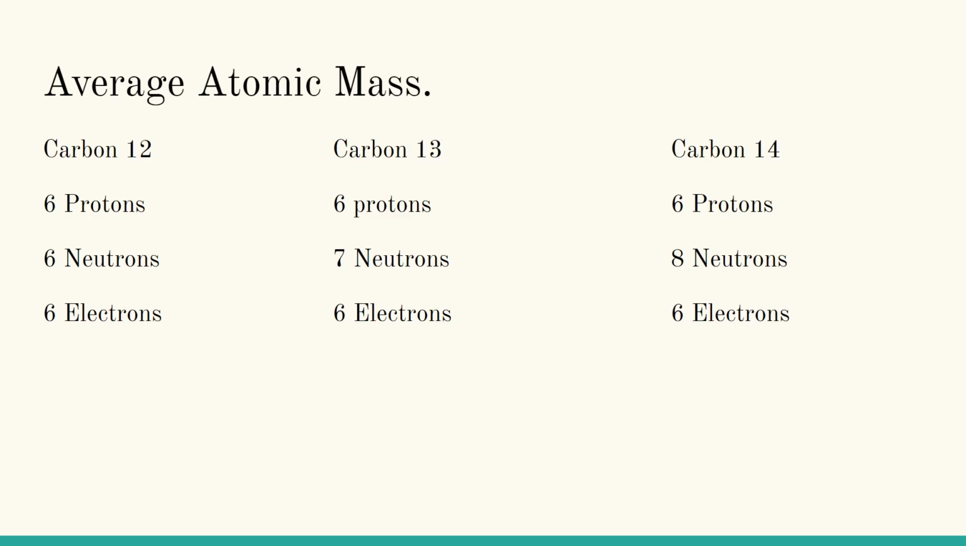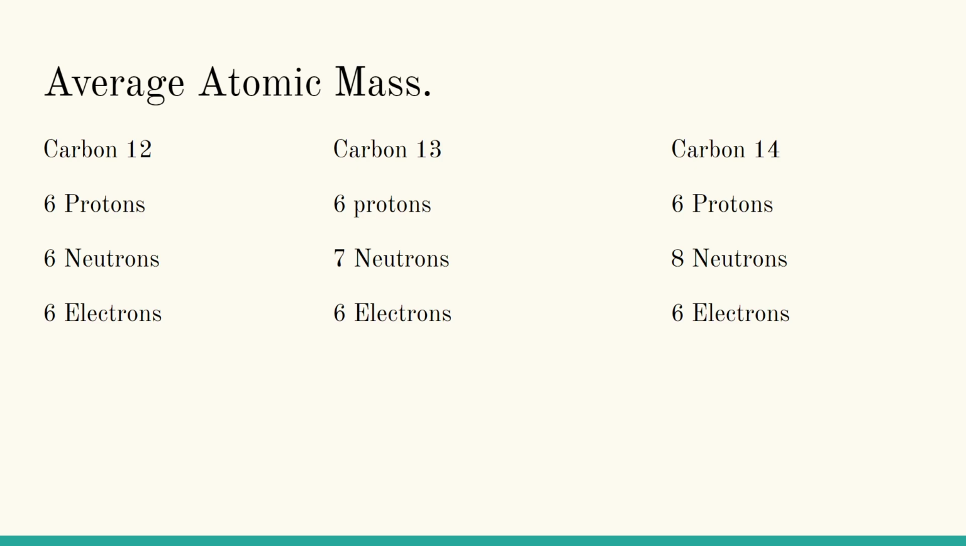Here we have an example of multiple what are called isotopes of an atom. We have a carbon-12 isotope, a carbon-13 isotope, and a carbon-14 isotope. I want you to take special note that each of these different isotopes has the same number of protons, but they have a different number of neutrons.